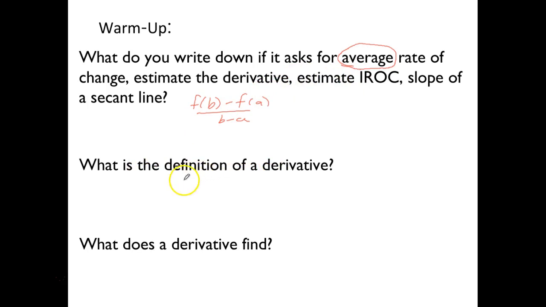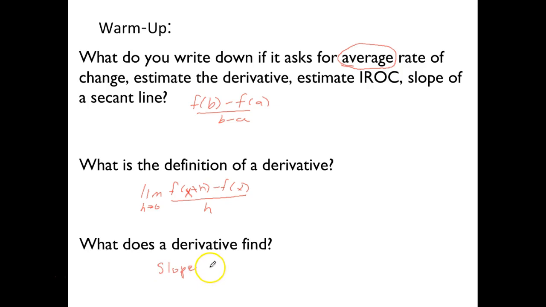And that's what you're going to be doing in order to figure out any of that stuff. Okay, what is the definition of a derivative? That's what we did yesterday. The limit as h approaches 0 of f of x plus h minus f of x all over h. Okay. What does a derivative find? Remember the one-word definition, just a real quick idea, is it finds the slope. It finds the slope at any point.